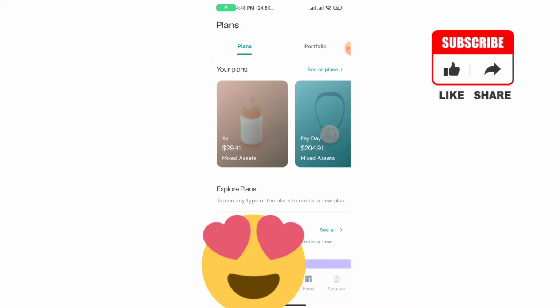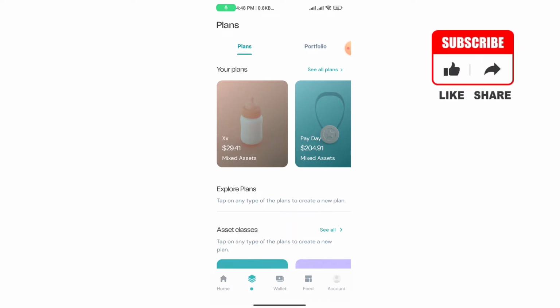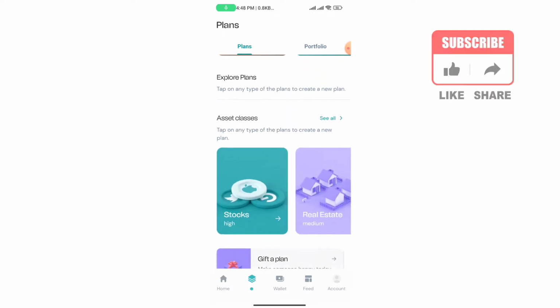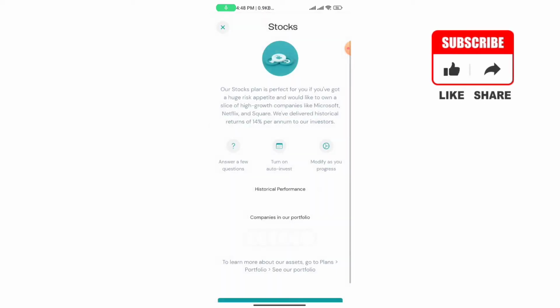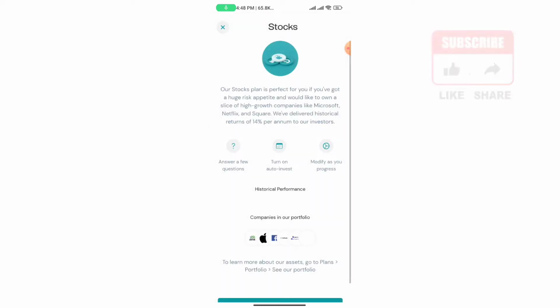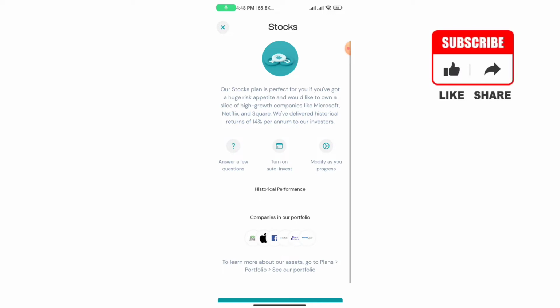Okay, so when you click on plan, you can see portfolio. You can click on your plan. We have different kinds of plans here. Before we go forward, we have the stocks. Stocks is high risk. There's something I'll still talk about investing in stock using Bamboo, Trove, and other apps, but you can also invest using Risevest.